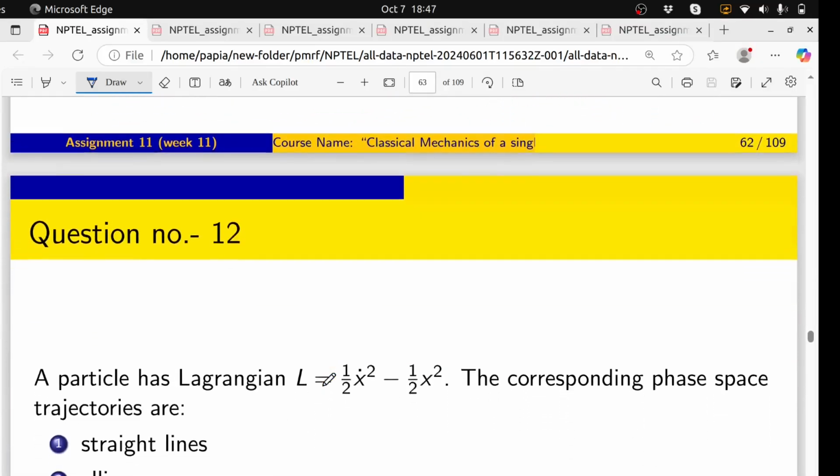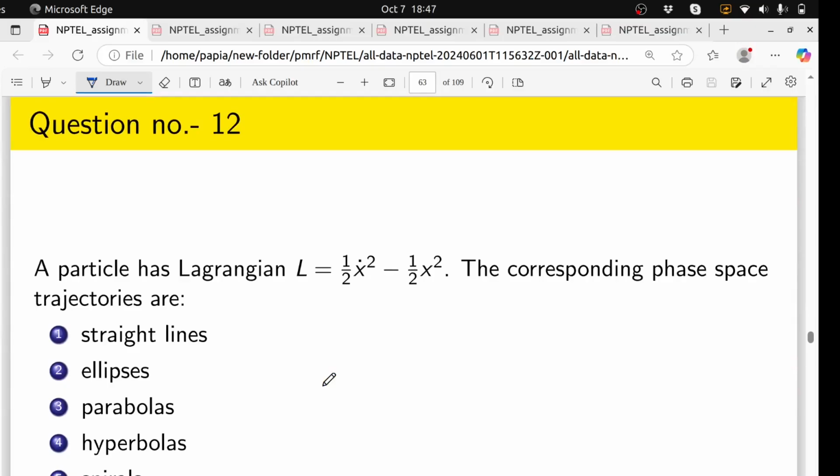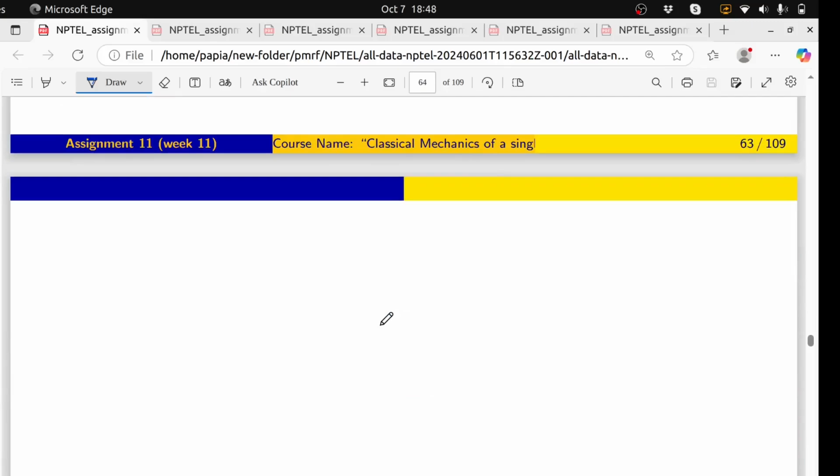Okay. Now coming to question number 12. The particle has Lagrangian x dot square minus x square by 2. The corresponding phase space trajectories are. Okay. Now they are asking not the phase space trajectory equation, but phase space trajectory behavior. But similar thing we will do. So basically L we are going to write here: x dot square by 2 minus x square by 2.